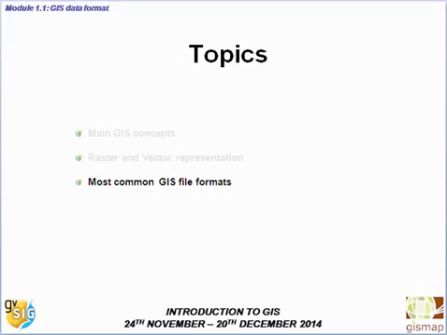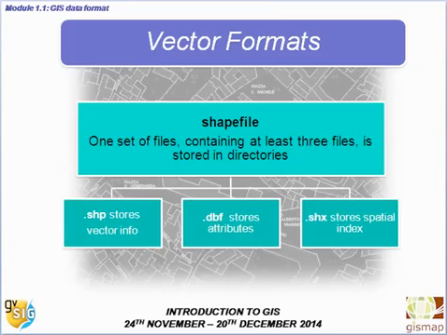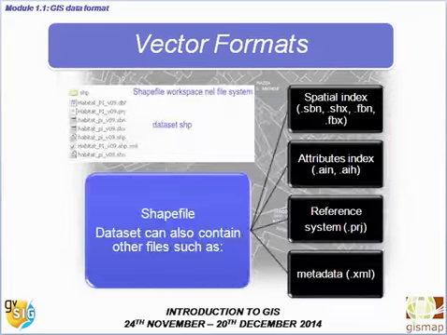The last topic is about the most common GIS file formats. If we deal with vector formats, the most common one is the shapefile. It's a set of files containing at least three files and stored in directories. We have .shp, the shapefile that stores vector information, .dbf that stores attributes, and .shx that stores the spatial index. We can have more vector formats with different extensions, but they have to be named in the same way and stored in the same folder as the three previously mentioned files.